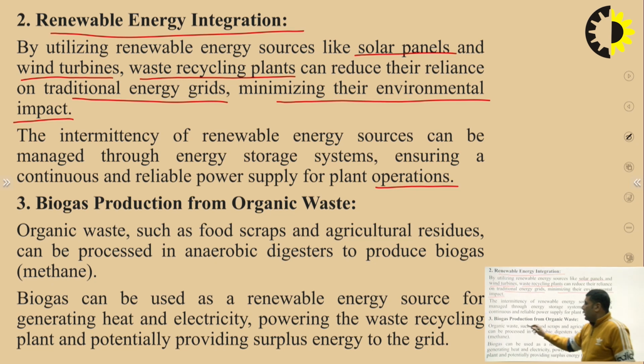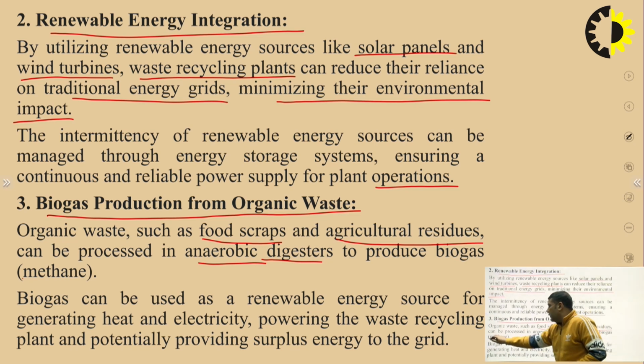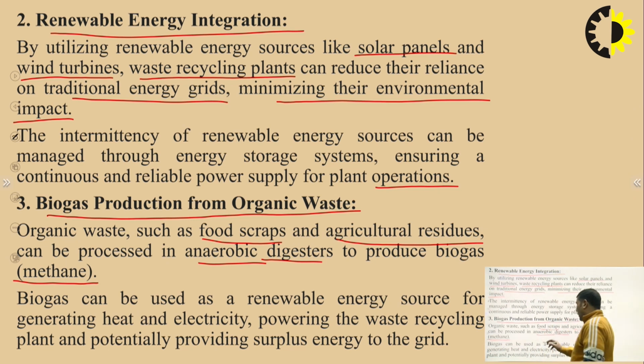The next key aspect of waste recycling plants is biogas production from organic waste. Organic waste such as food scraps or agricultural residue can be processed in an anaerobic digester with the help of the anaerobic digestion process, which I have already discussed in my previous video lectures, to produce biogas, that is basically methane gas. This biogas can be used as a renewable energy source for generating heat and electricity, powering the waste recycling plants, and potentially providing surplus energy to the grid.